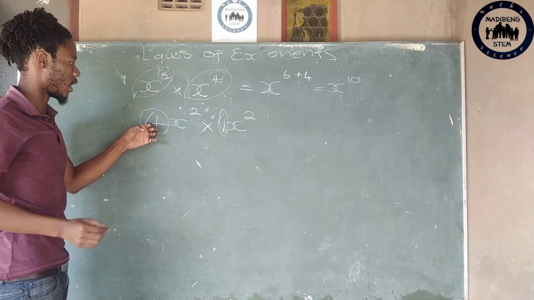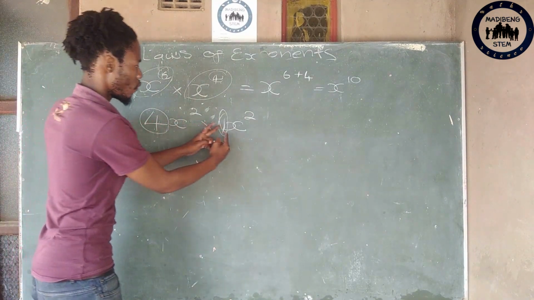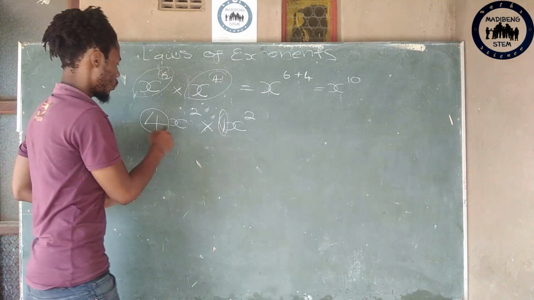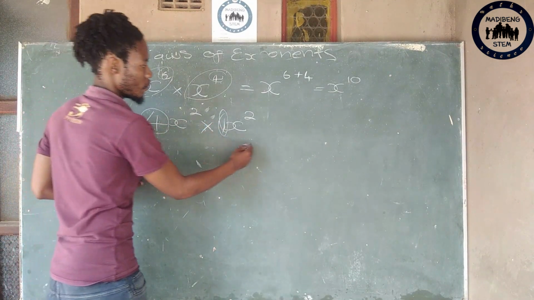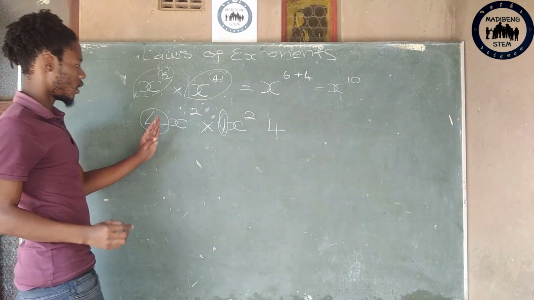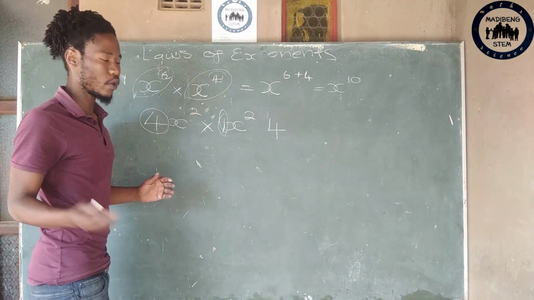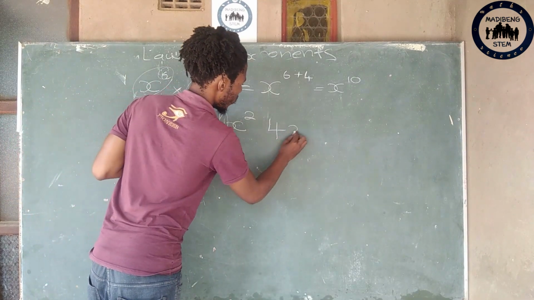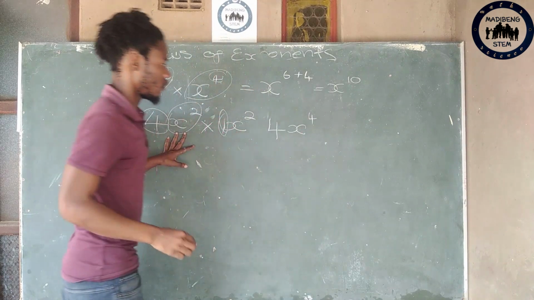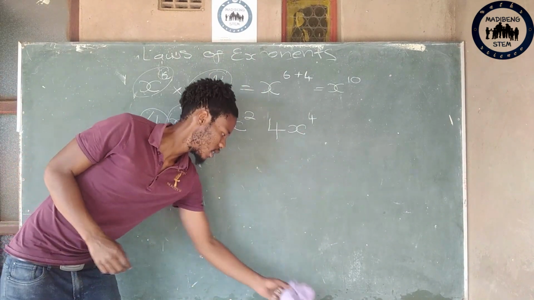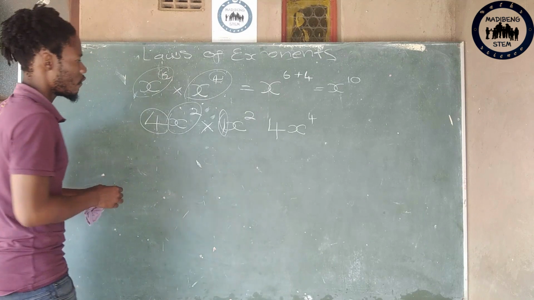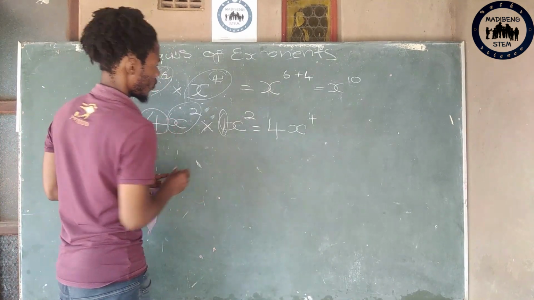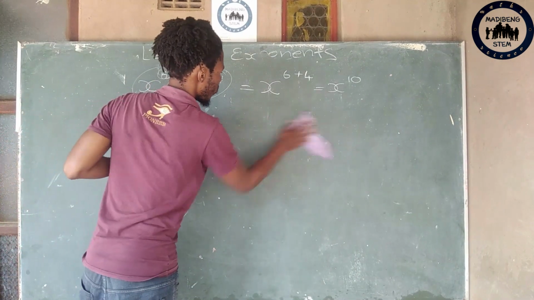So what about here, guys? We have 4 here, we have 1 here. If it's like this, you will multiply your coefficients. So what is 4 times 1? 4 times 1 is 4. Then now you add your exponents. What is x squared times x squared? It's x to the power 4. You understand, guys? This is the first law of our exponents.